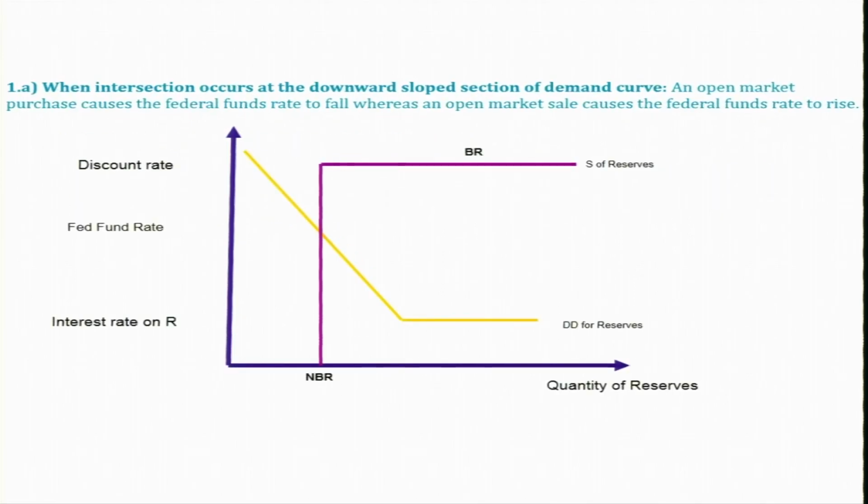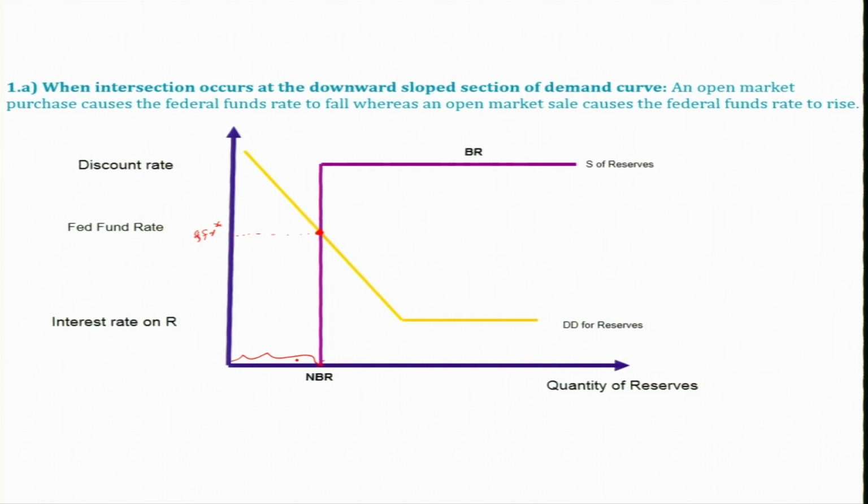This is the graphical representation. Here our assumption is that the intersection occurs at the downward sloped section of the demand curve. What we are going to show here is that an open market purchase causes the Fed fund rate to fall, whereas an open market sale causes the federal fund rate to rise. The initial equilibrium position is this: you can see the demand curve intersects the supply curve at this point, and accordingly this is the equilibrium federal fund rate, FFR. At this point the quantity demanded and quantity supplied in the market is this much, the equilibrium quantity, where demand is equal to supply.